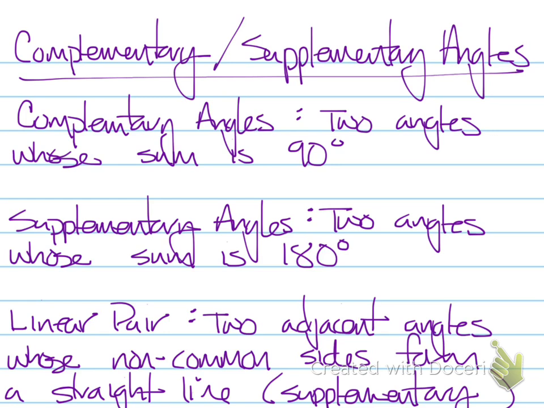A linear pair are two adjacent angles whose non-common sides form a straight line. And since their non-common sides form a straight line, two angles that form a linear pair are always supplementary.